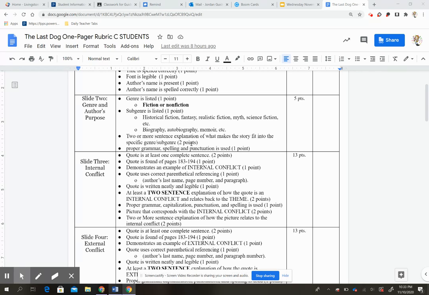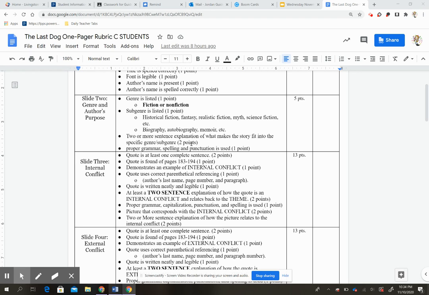The quote is written neatly or legibly, which means that I can read it on your page. You have at least a 2-sentence explanation of how the quote is an internal conflict and relates back to the theme of the story. You have proper grammar, capitalization, punctuation, and spelling. And the picture is used with an internal conflict.